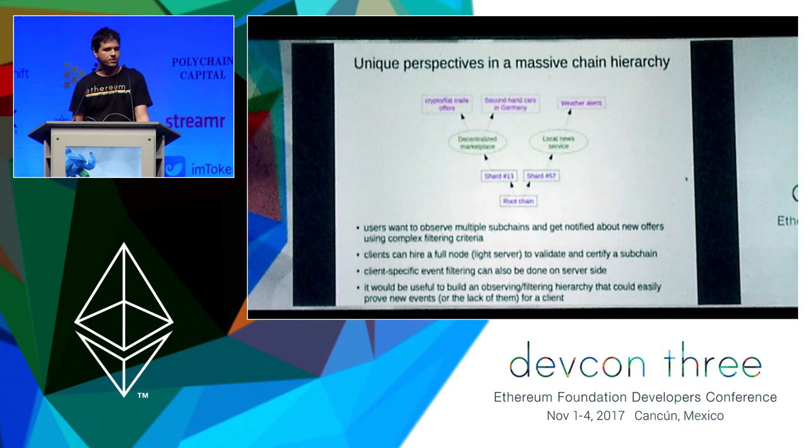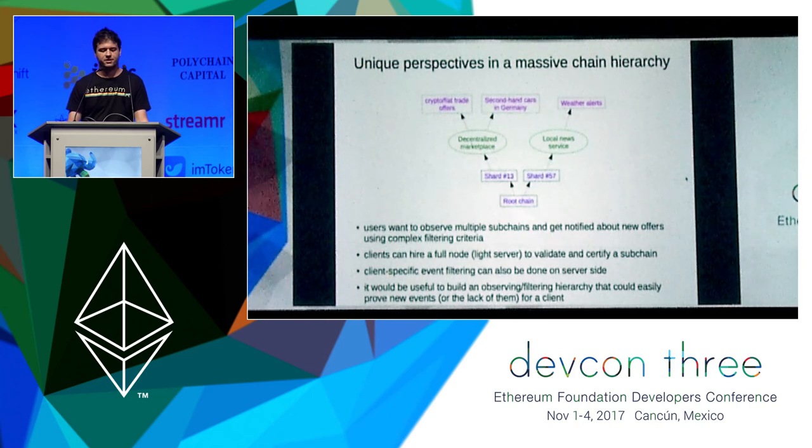And it would be even better, and still possible, to build a filtering and observing hierarchy for each client who is running complex applications. This hierarchy could run on multiple light servers and deliver just the interesting results from the entire world computer to our clients, who can then run with very low resource requirements. I would like to show how I think this is possible.